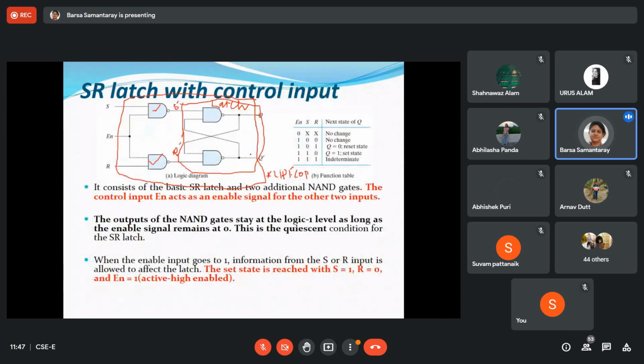ओके. अभी हम यहाँ पे अप्लाई करेंगे, तो यहाँ पे देखो एस डैश का एक्सप्रेशन क्या है, S dash is nothing but S dot en bar. This is the NAND gate output is S dash. So S dash is equal to S dot en bar, which is nothing equal to S bar plus en bar. Yes or no?